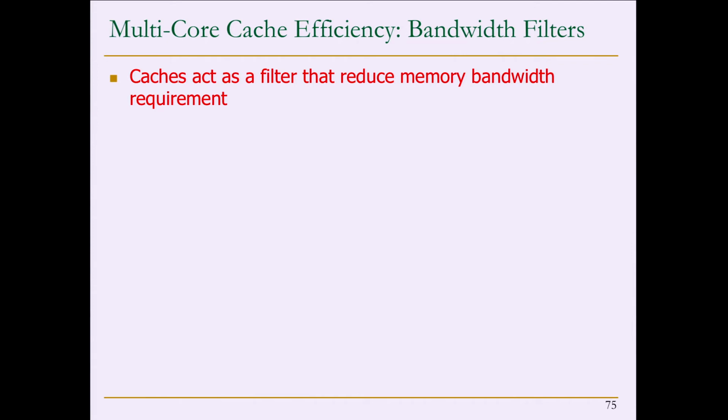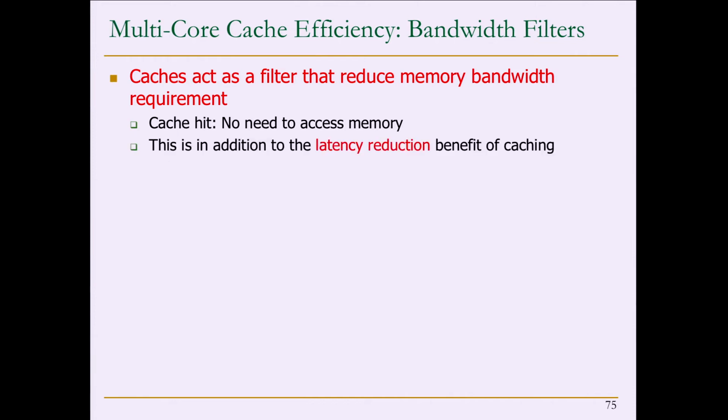But in multi-core, this is actually very important, as we've studied earlier. Bandwidth is at a premium. On a cache hit, you need no access to memory. And this is in addition to the latency reduction benefit. And this is actually one of the major reasons why GPUs have caches today. They're not there because GPUs can tolerate latency very well, as you've seen in the lectures, right? They have a lot of multi-threading. But they use caches to mainly reduce the memory bandwidth requirements.